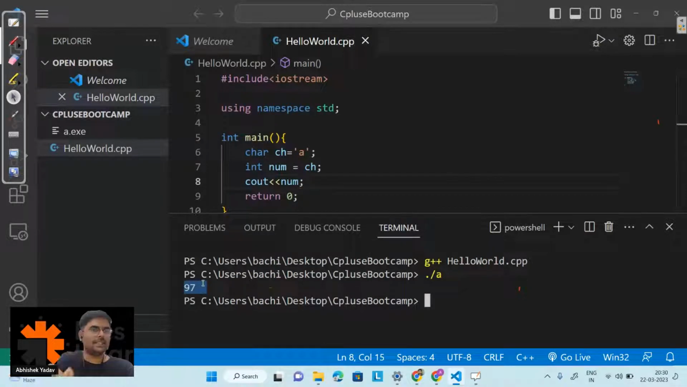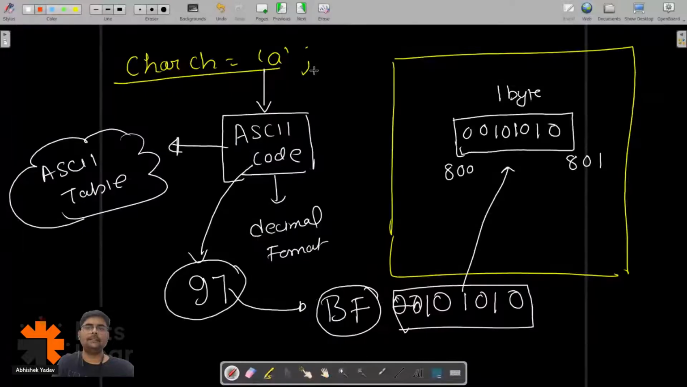Why is this conversion happening? We are having character data, and why is it getting converted to the ASCII code? Why am I not getting the character value? Please write in the chat. Let's see. And who is doing this type of conversion?